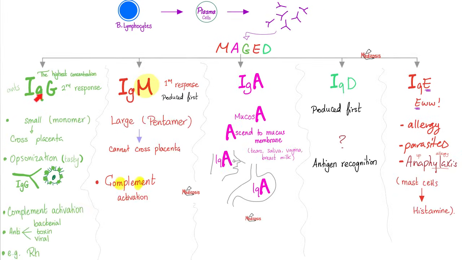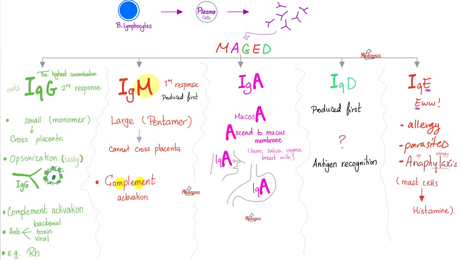Tell me more about them. IgG, the highest concentration, the most abundant. Secondary response, small. What do you mean by small? Monomer, just one piece. Crosses the placenta. Opsonization. It can activate complement, but not as well as IgM. Also, IgG has antibacterial functions, antitoxin functions, and antiviral properties. An example of IgG is the Rh antibody.